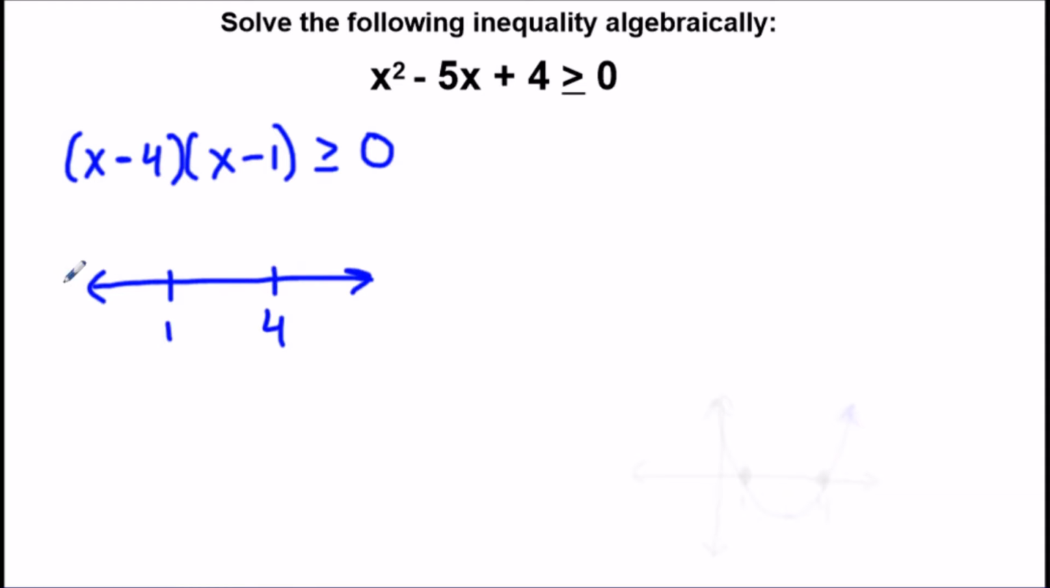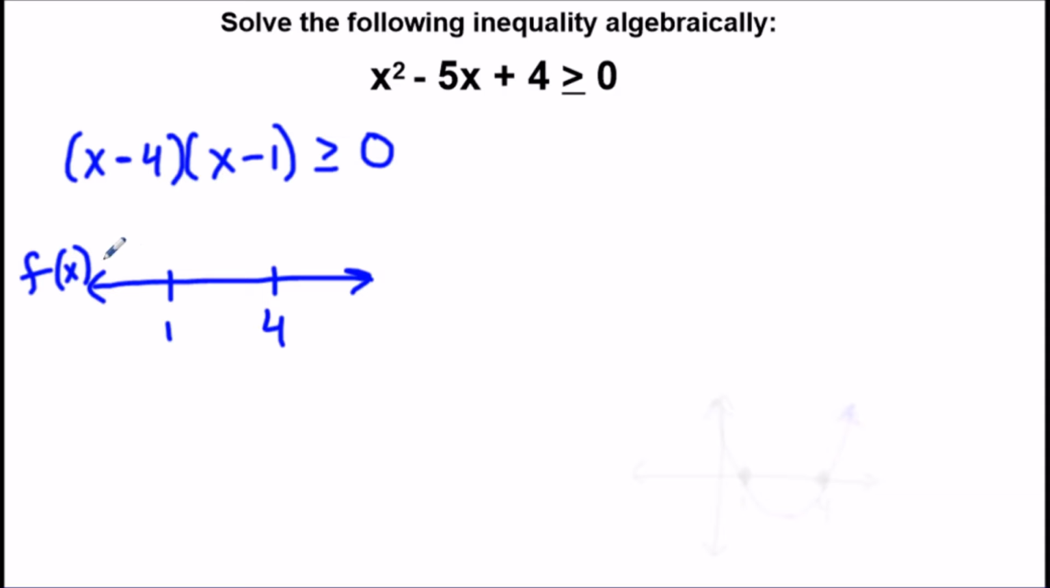And we could name this line f of x, where f of x equals x squared minus 5x plus 4. What we want to do is plug in values of x on each of these three intervals into the quadratic expression and record the sign of the output value.